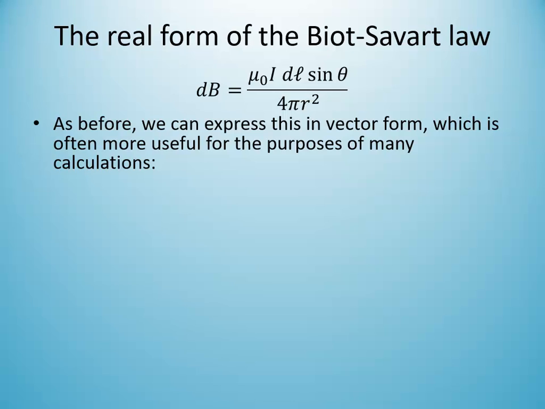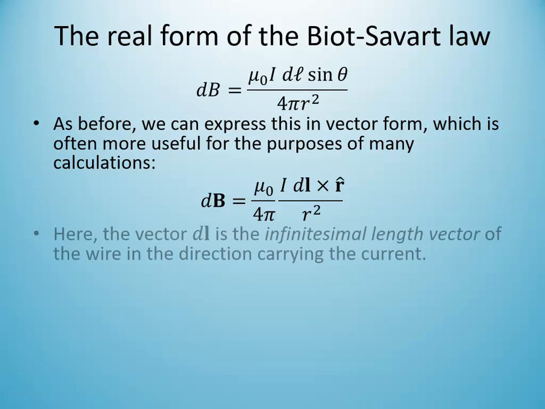Now, as before, we often express this in vector form. So we can think of, okay, we have mu naught I over 4 pi on the outside, but this dl sine theta is going to be the dl vector, where the L vector is the direction of current flow, cross r hat. And notice we have dl because it might be a curvy wire. So it's the direction of current flow at that particular infinitesimally small segment. Cross r hat, or again r hat, is the unit vector going from that point in the wire to the place where you're trying to measure the magnetic field.